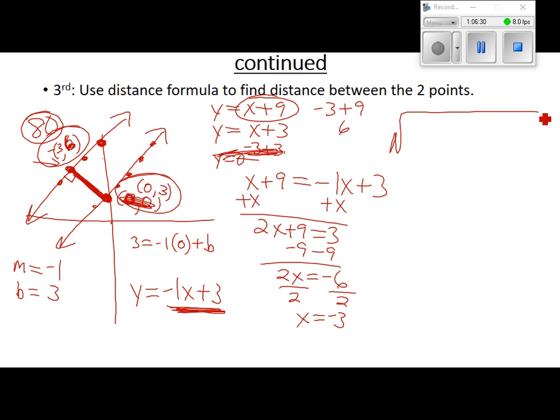Distance formula. Our x's are 0 and -3, so 0 plus 3 squared, plus our y's are 6 and 3, so 6 minus 3 squared. Somebody plug all that into their calculator and see what you get. That 9, 18, square root of 18 is what, about 4 point something? 4.2?